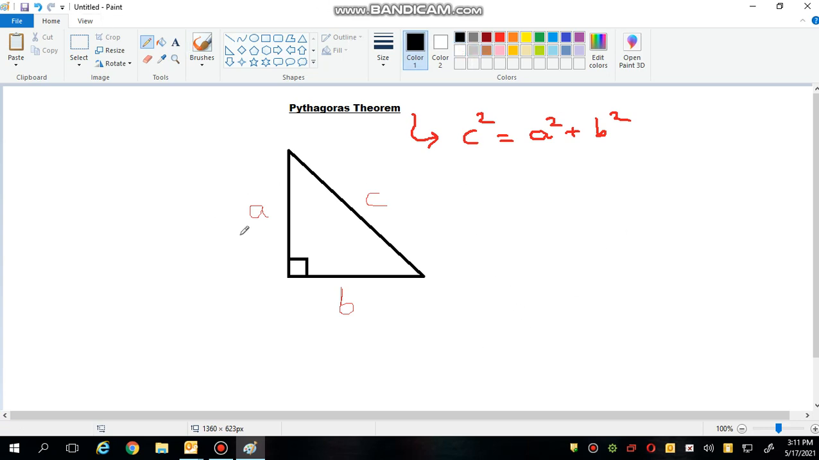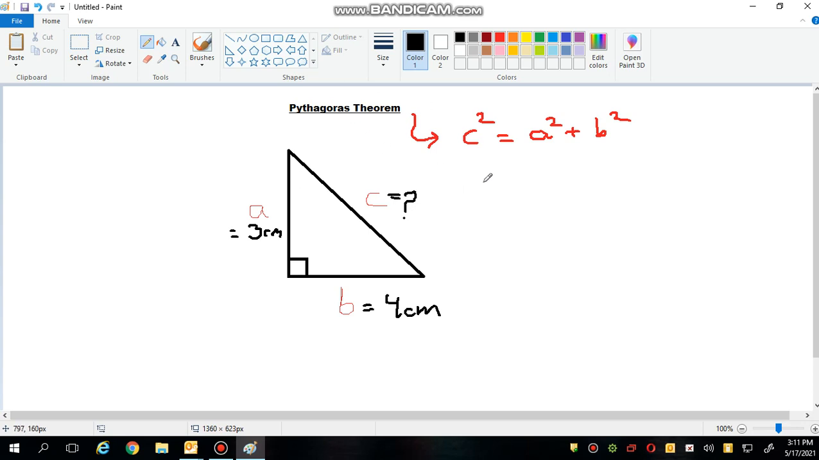For example, let us say that a is equal to 3 centimeters, okay, and b is equal to 4 centimeters, and the problem is asking you to find out, well, what is c equal to? What is the length of the diagonal in such a triangle? All you have to do is take these values of a and b, plug them into the formula, and solve for c. It's that simple.